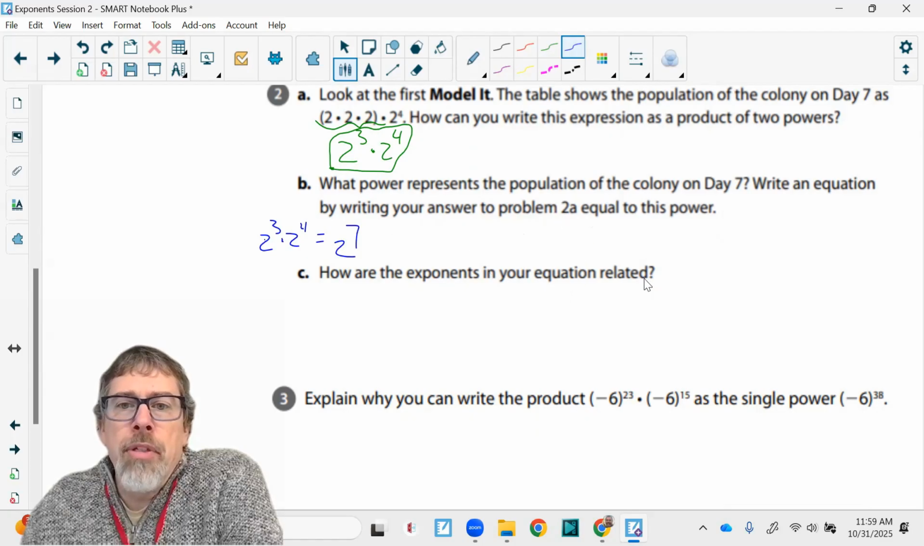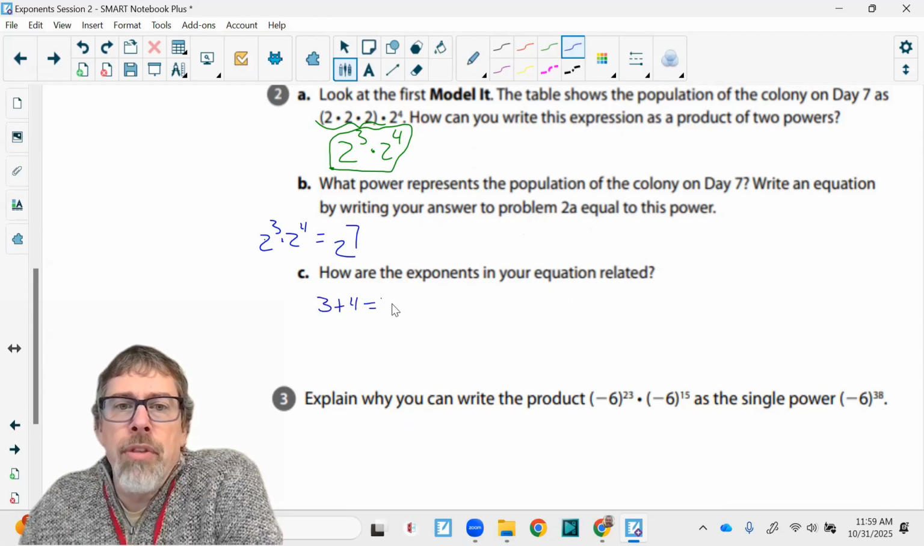So how are the exponents in the equation related? Well, in this case, 3 plus 4 equals 7. So this 7 is a product of the exponents on the left.